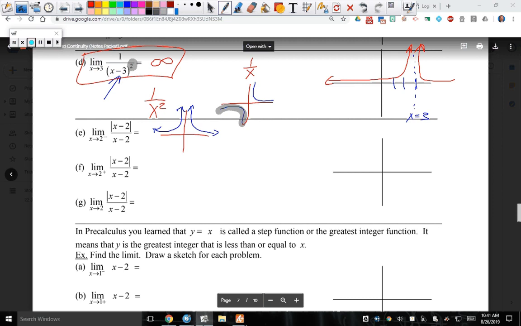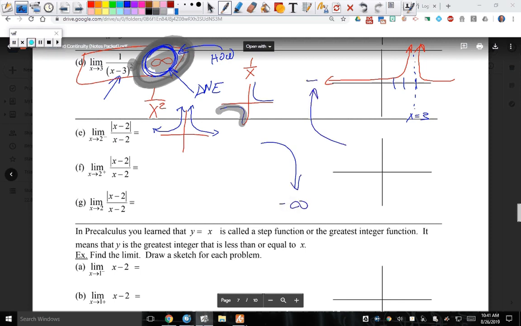Now, I want you to put this on the test. I want you to put this on the AP exam. But how would you answer this in a college class? Does not exist. We just say that it does not exist. Because if we put DNE, we're saying that they approach different values. That's our way of showing DNE.